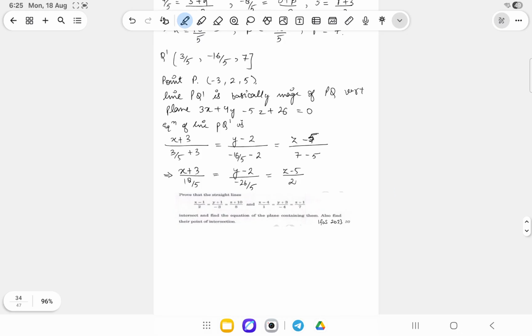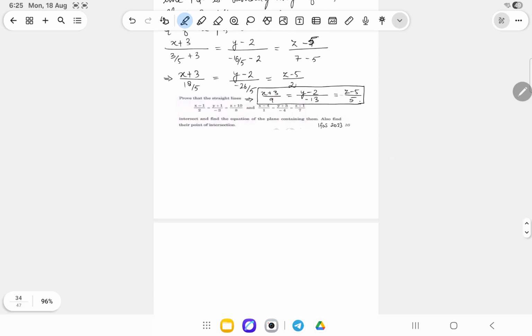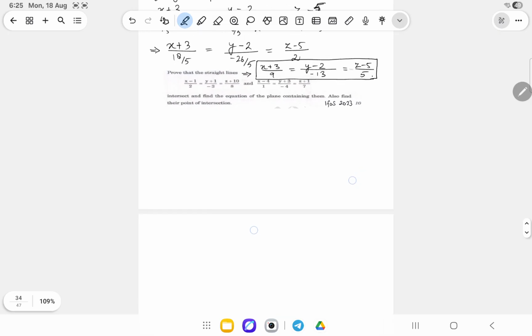Yeah, I can just multiply by 5 by 2. So if I multiply by 5 by 2, I'll get (x plus 3) by 9 equals (y minus 2) by minus 13 equals (z minus 5) by 5. So this is the required image of the given line with respect to the plane. So now let us move on to the next question.